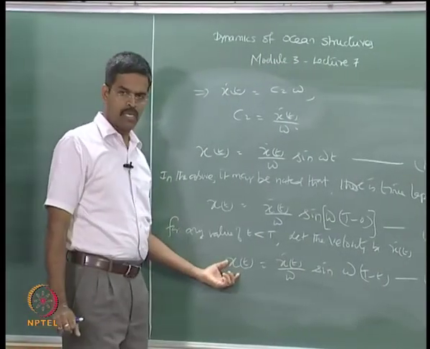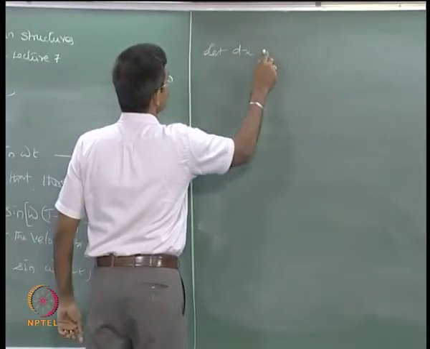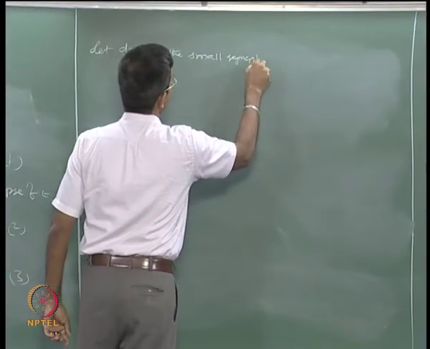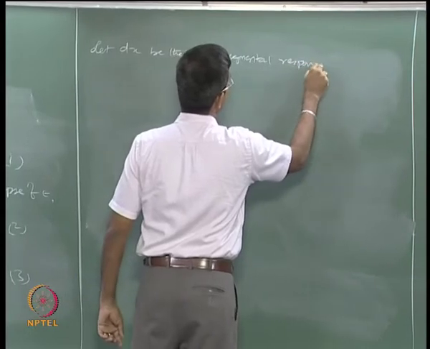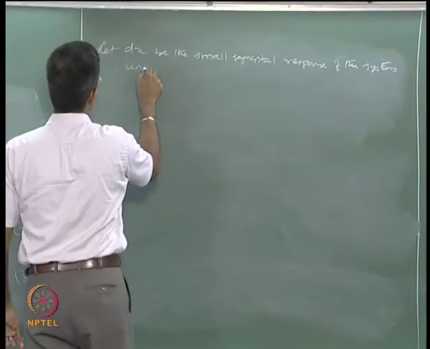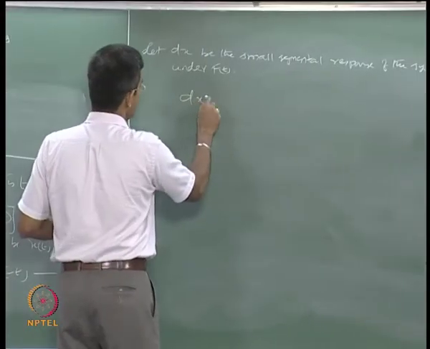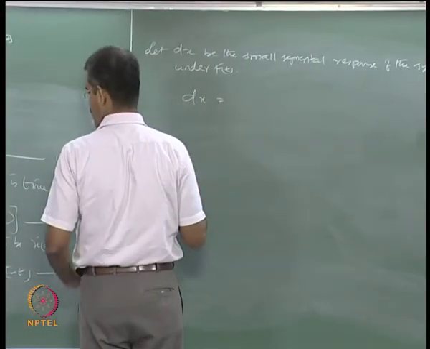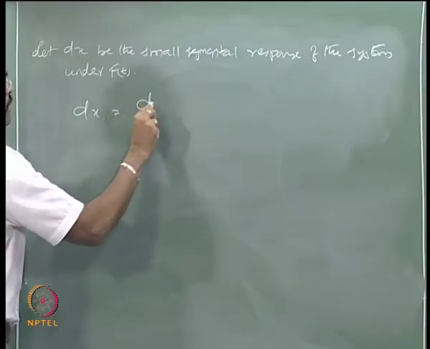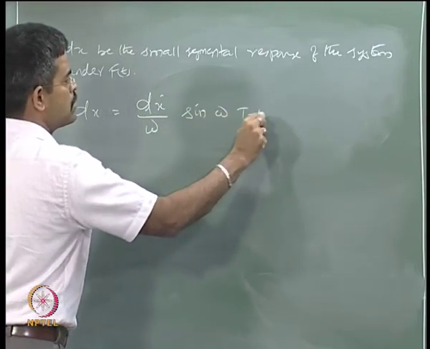Now out of this x of t, let us pick up a small segment. Let dx be the small segmental response of the system under f of t. Okay, so I can write dx as dx dot by omega sin omega t minus T.